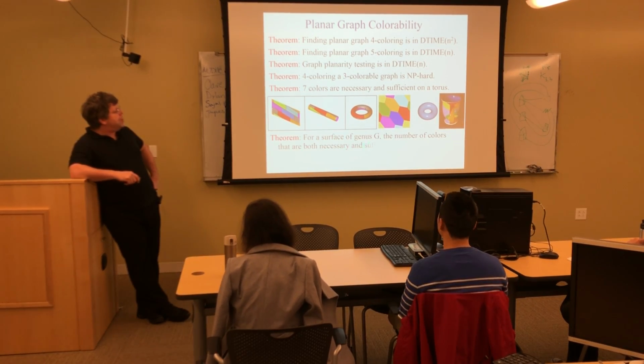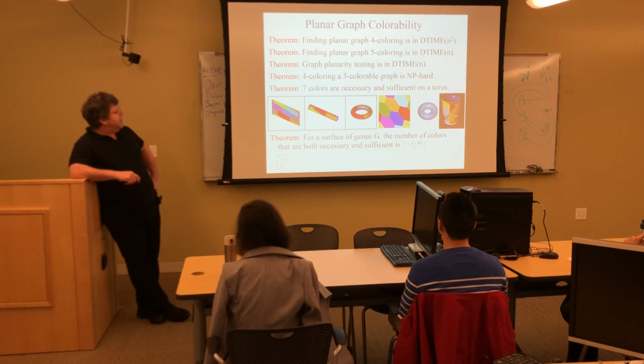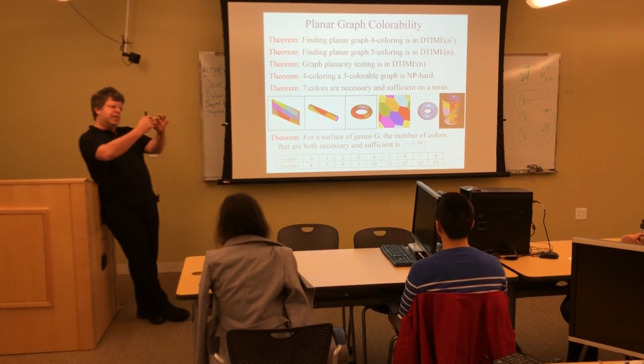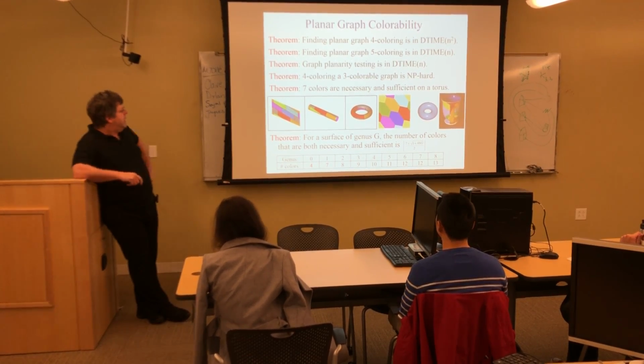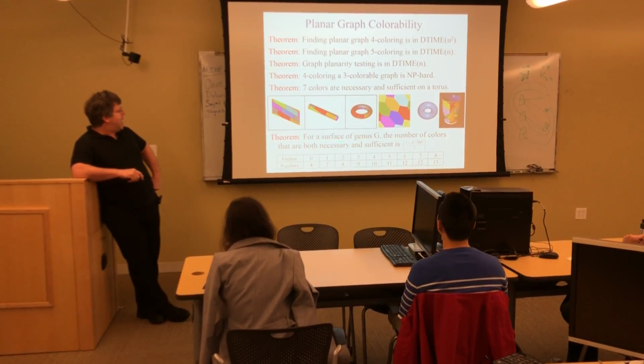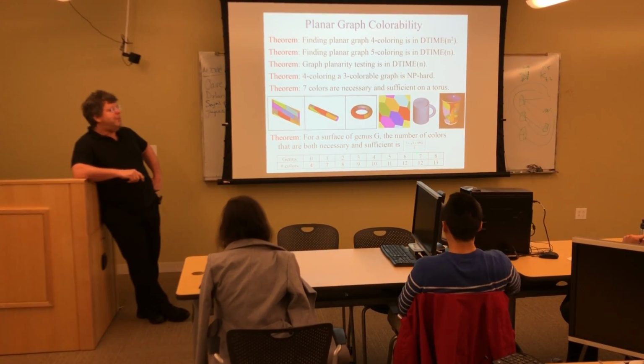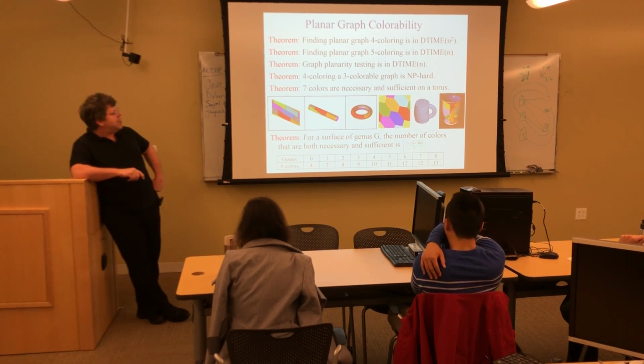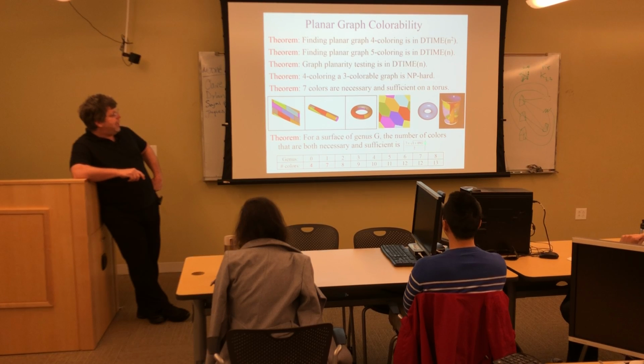Now, here's a more general result. The genus of a manifold is the number of holes in it. So a plane has genus 0, a torus has genus 1. You can have a double torus, it'll have genus 2, and so on. So the number of colors that are both necessary and sufficient is known to be exactly a function of the genus that varies like this, basically as the square root of the genus. More specifically, it's floor of (7 plus the square root of (1 plus 48 times the genus)) divided by 2.